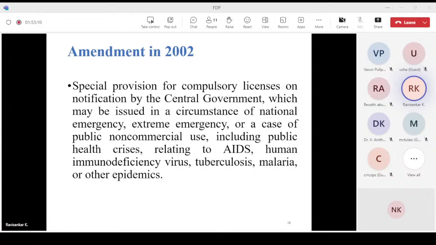And in the 2002 amendment, there is a special provision for compulsory license on notification by the central government, which may be issued in a circumstance of national emergency, extreme emergency, or case of public non-commercial use, including public health crisis relating to AIDS, HIV, tuberculosis, malaria, and other epidemics. And this provision was helpful during our recent corona impact. When corona struck, this provision was used and the central government granted compulsory license to several drug manufacturers to prepare the drugs which are used for treatment of corona.